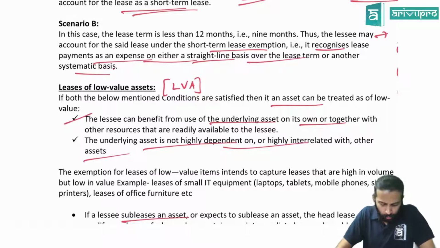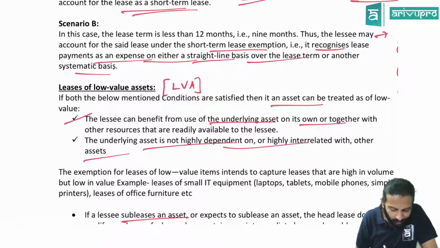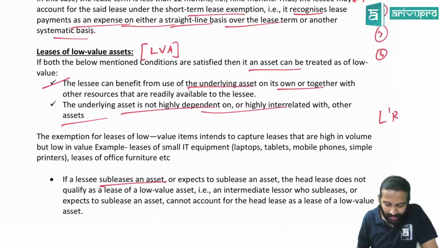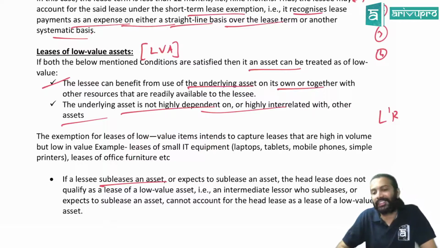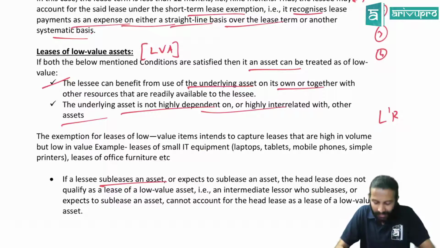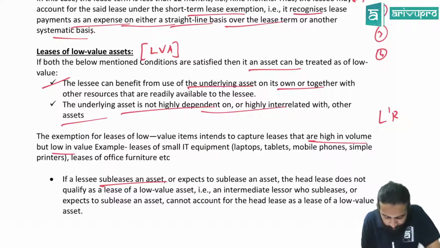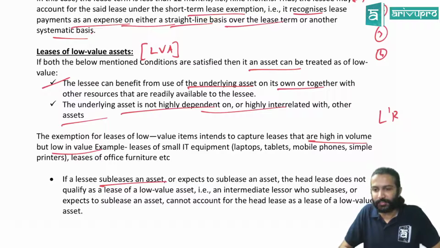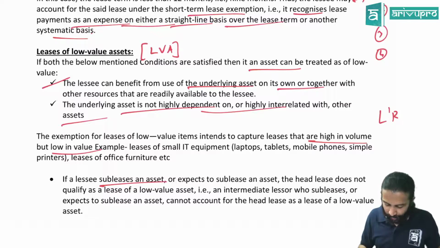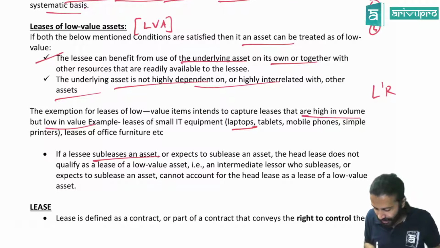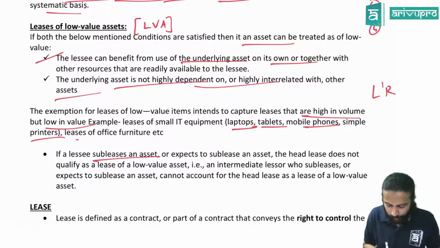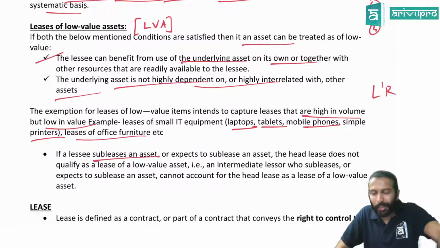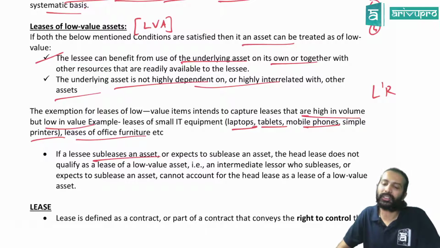Fine. So that means every asset will become LVA, no sir? No. What they said is, this is trying to capture those assets which are high in number but low in value. Like computers and desktops and all. They've called out examples of low value items, that is laptops, tablets, mobile phones, furniture, printers, etc. These will be coming under the low value assets category.